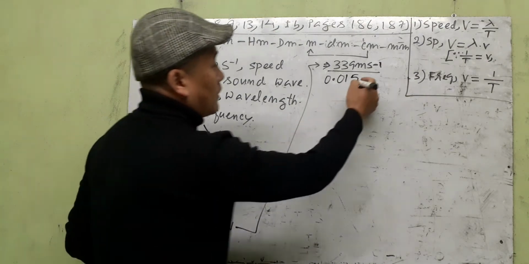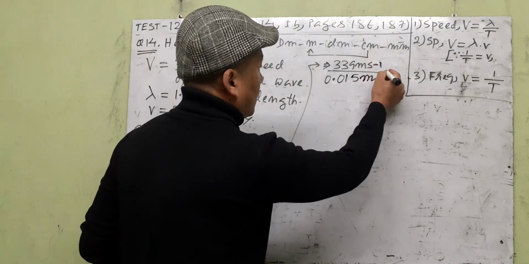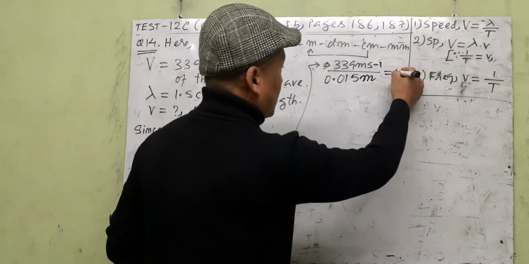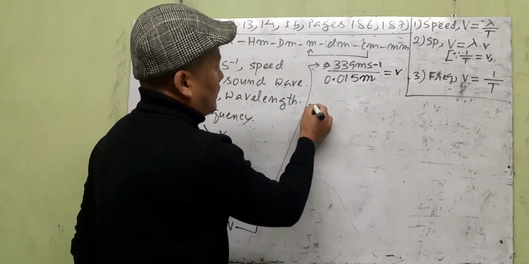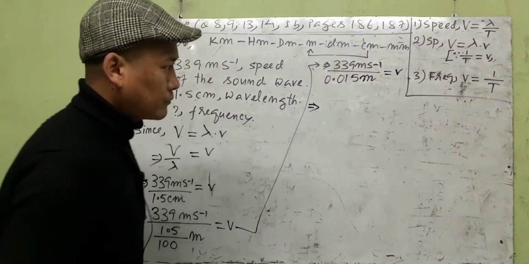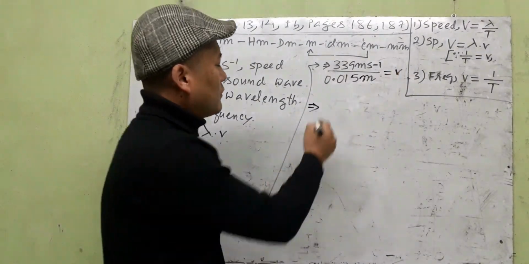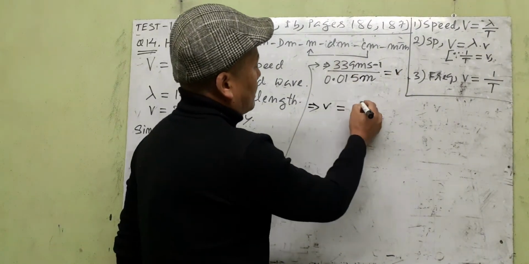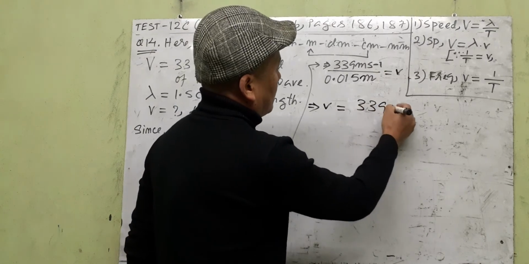So this is meter, equal to small v, the frequency. So that gives you here. Now if you want, you can bring this small v on the left side, and this one here, 339.